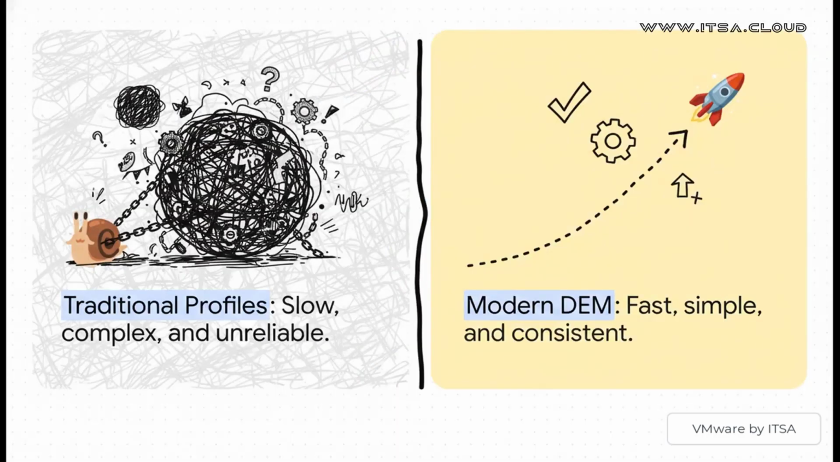For years, the answer was supposed to be traditional roaming profiles. But let's be honest, they were a total beast to manage. They were notoriously slow, incredibly complex, and frankly, super unreliable. It often felt like a solution that created just as many problems as it solved. What we really need is a modern approach, something fast, simple, and consistent.